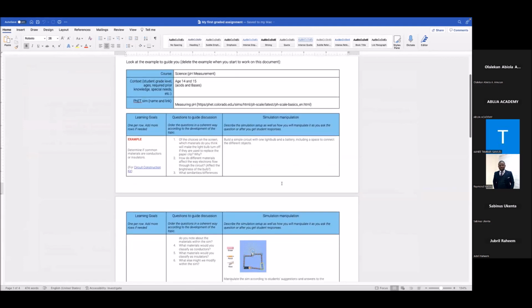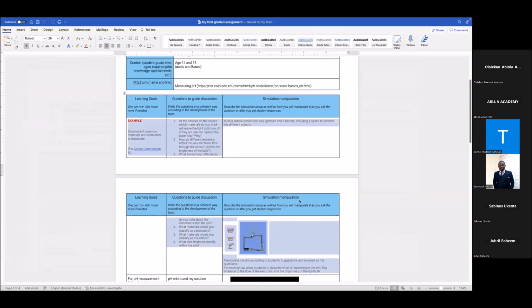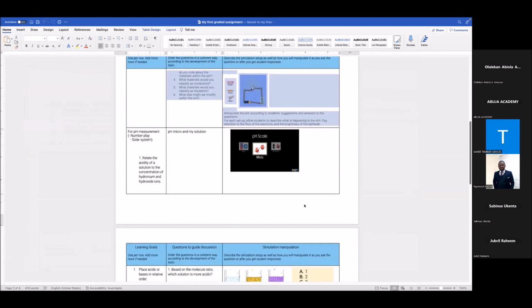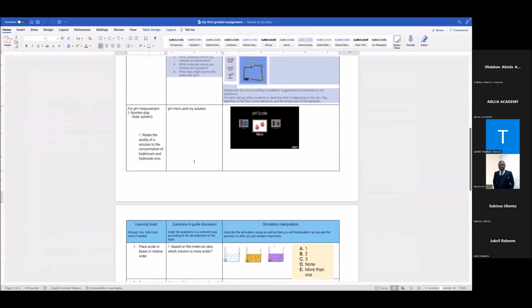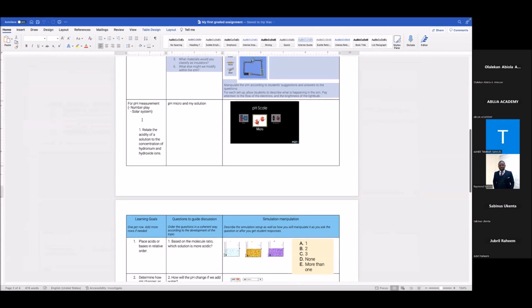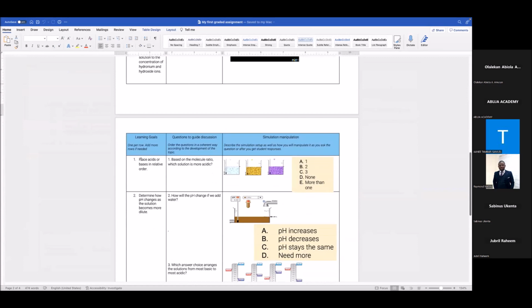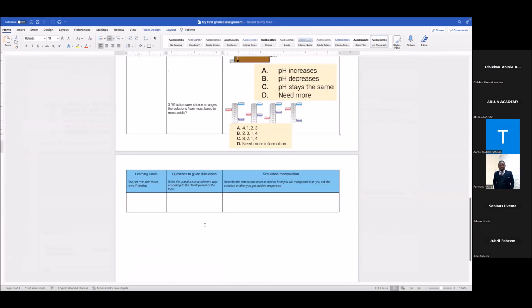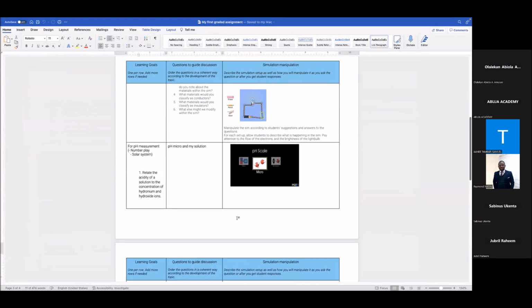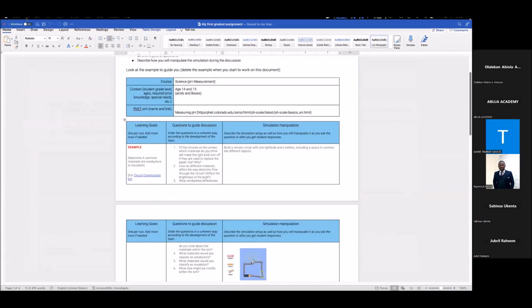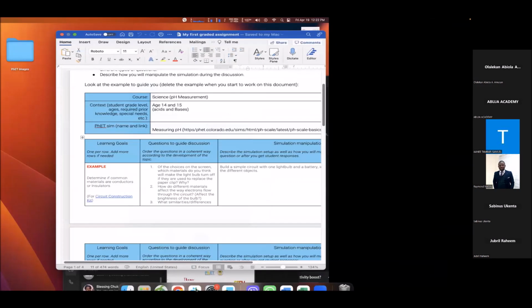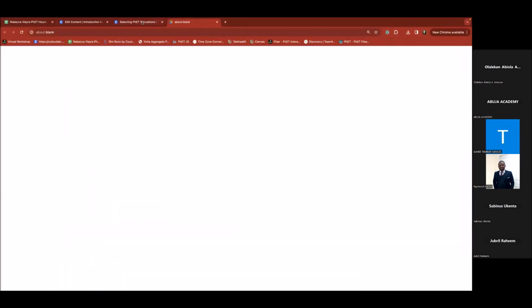So here's this person's assignment. They've left the example in here, which is fine. And then it looks like this person has put in a variety of different other simulations and possible learning goals that might go with each of those simulations. So there's a few different things that we would need to do when we're doing the reviewing assignment. Let me open this back up again.